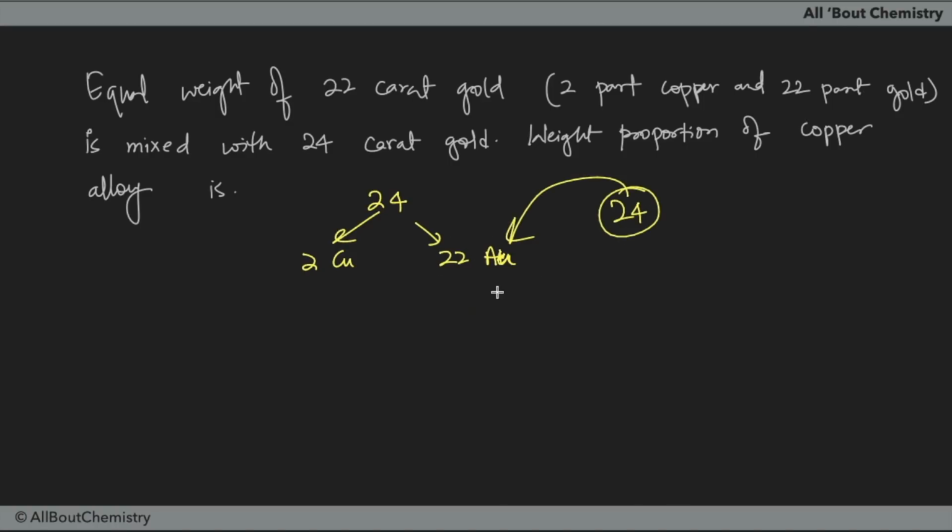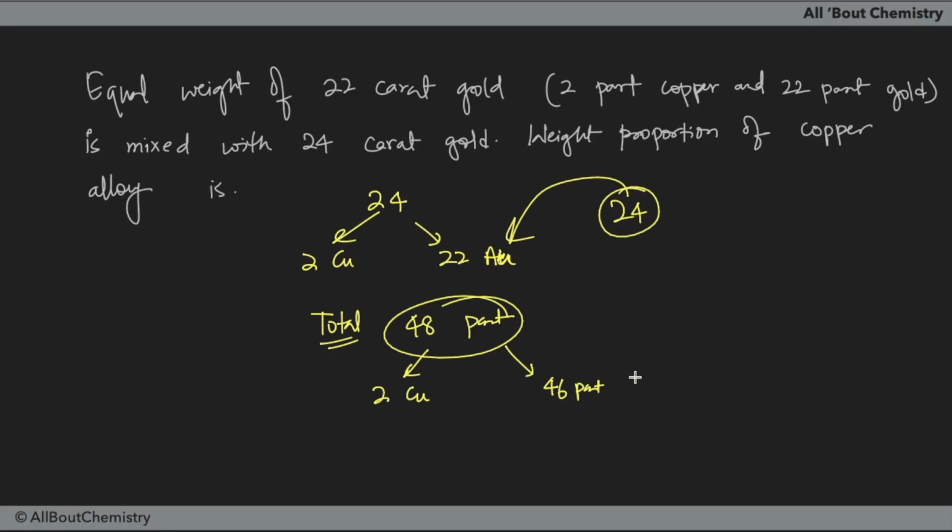So that means now total it becomes 48 part. Out of those 48 parts, you only have 2 part of copper. And how much gold do you have? You have 46 part of gold. Okay, so gold is 46 part, 22 plus 24 which you are adding from the 24 karat gold. So what proportion of your copper alloy is?